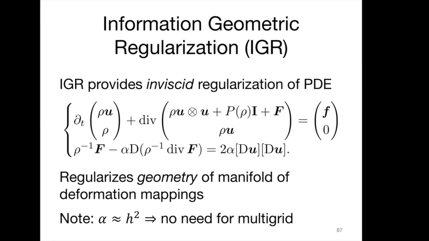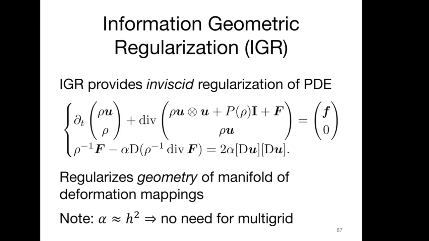Yeah, but where do you get this alpha equals h squared? That is just for practical purposes, basically. It seems to be the alpha that one needs in order to regularize the solution enough so that the shock, this smoothed-out shock-like thing, is on the scale of the mesh length.